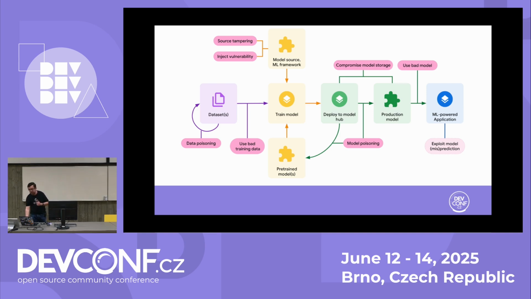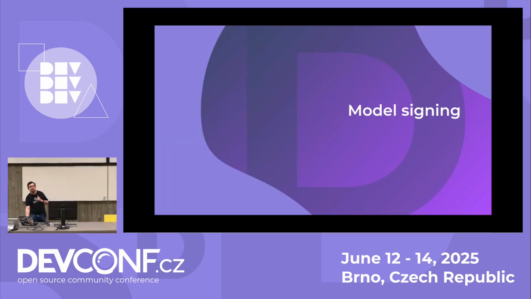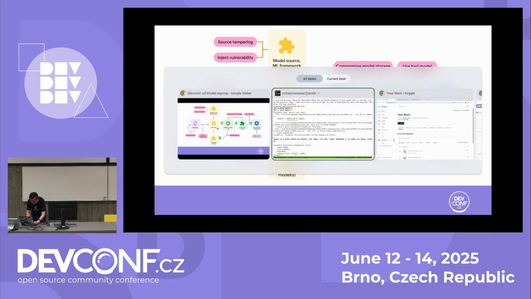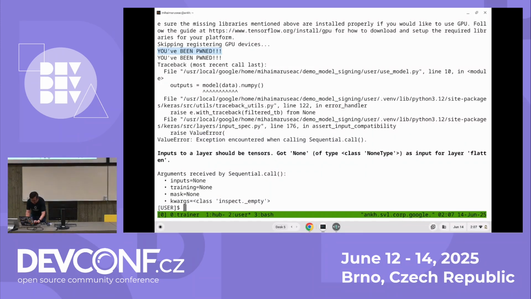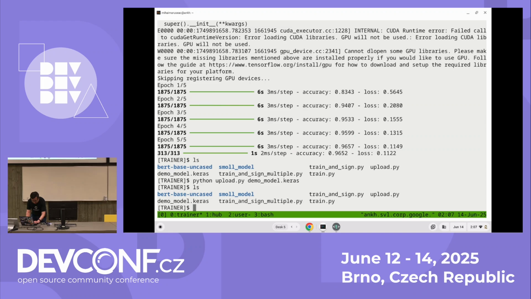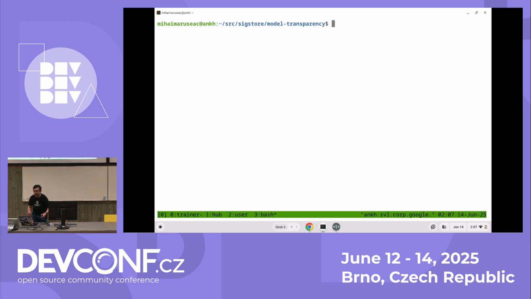And the first step in doing this is to establish trust by model signing, where we want to sign the model as soon as it gets trained. And then each time the model gets used, we want to verify the signature. And if I switch back to the demo, I can show that. So let me switch back to the trainer. Actually, let me switch back first to show you.